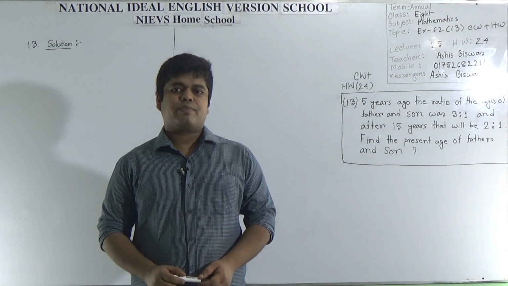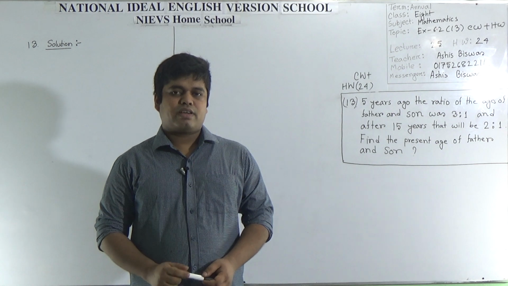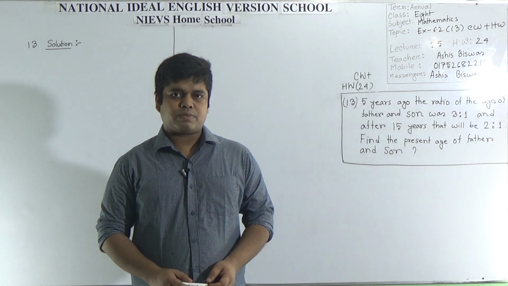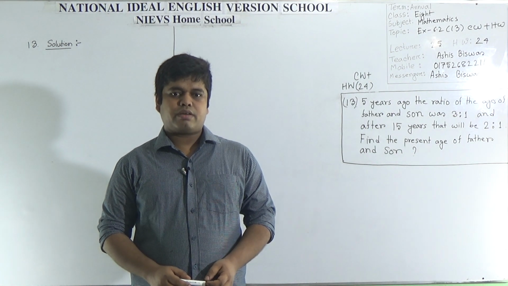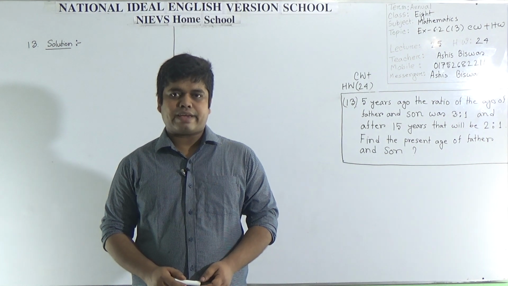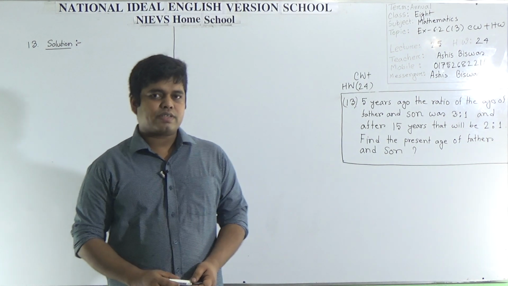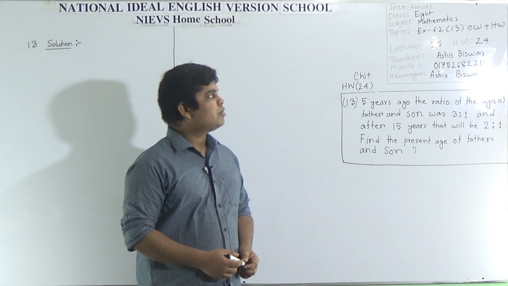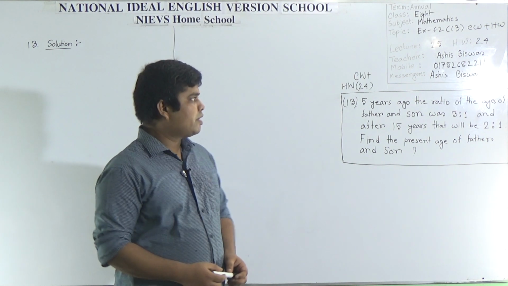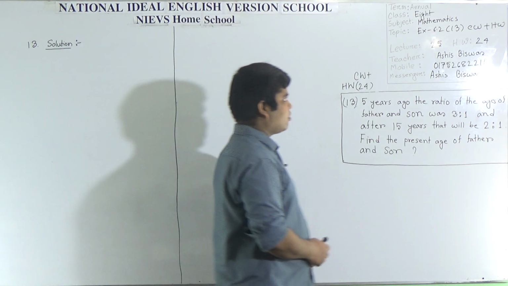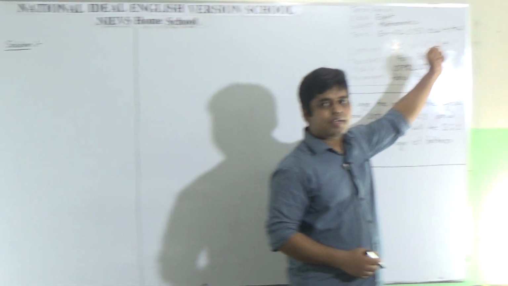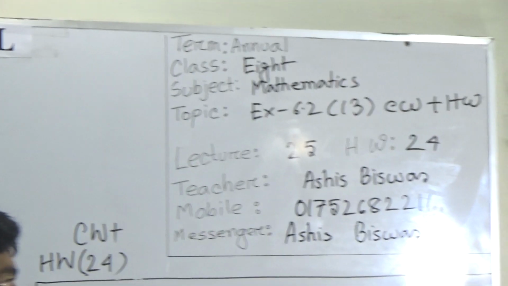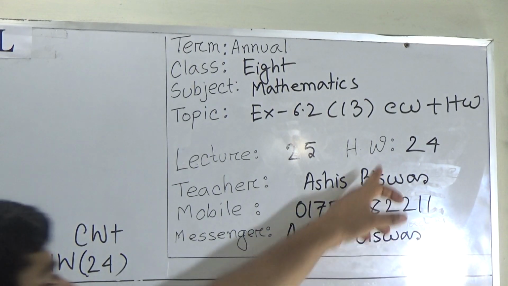I am Ashis Biswas, an assistant teacher of mathematics in National Ideal English Version School, morning shift. Today I am going to take a math class for the students of class 8. Our topic today is exercise 6.2, question number 13. My dear students, question number 13 will be your CW and also SW. Today is our lecture number 25 of the annual term and today's SW number will be 24.